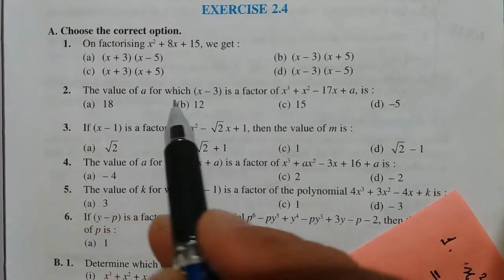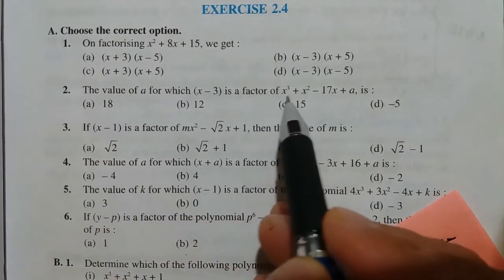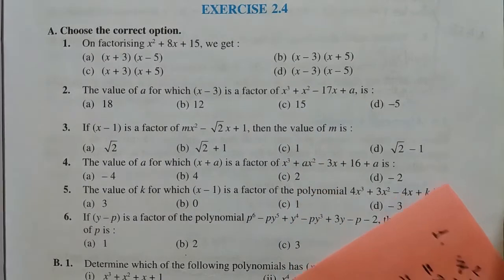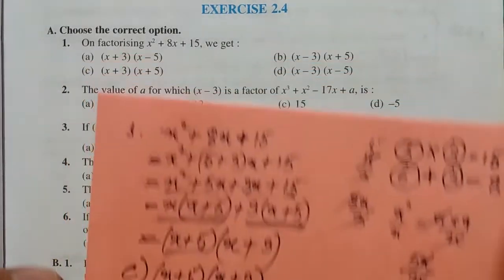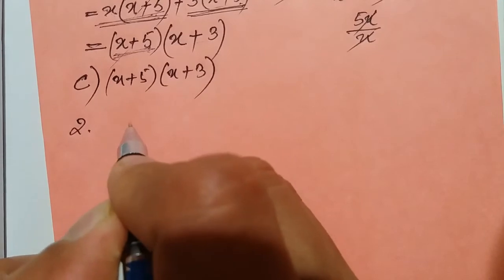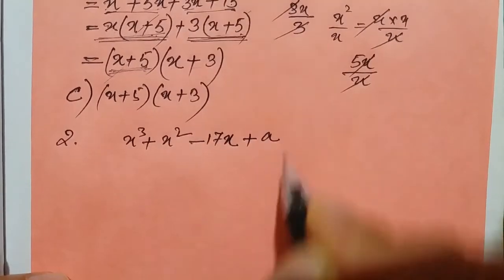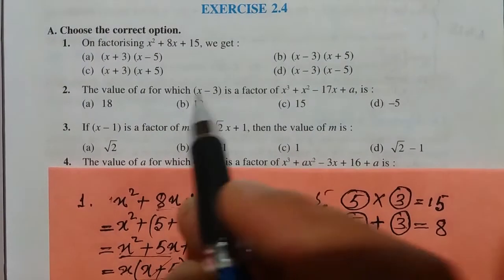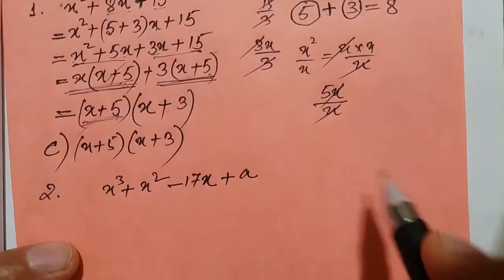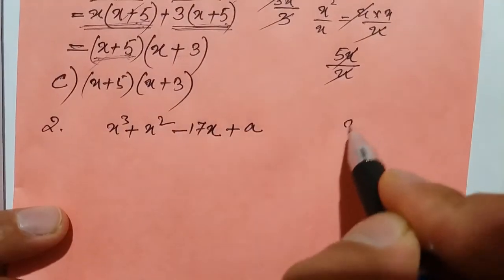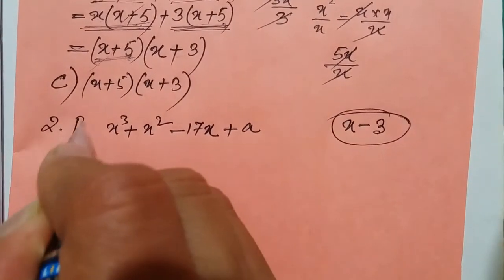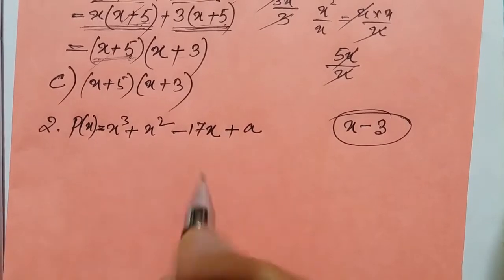The value of a for which x minus 3 is a factor of x cubed plus x square minus 17x plus a is... Okay, here the given polynomial is x cubed plus x square minus 17x plus a. This is the given polynomial, and x minus 3 is a factor. So by factor theorem, let's say this is p(x).